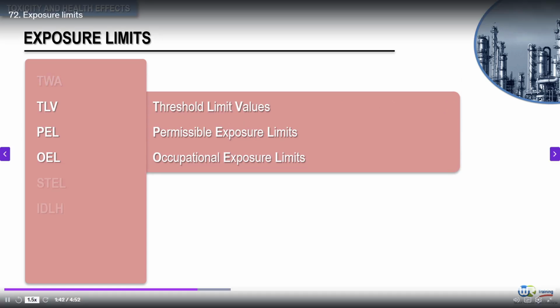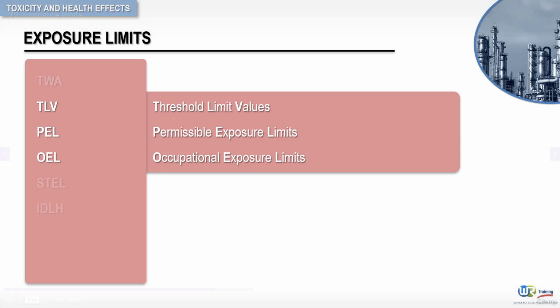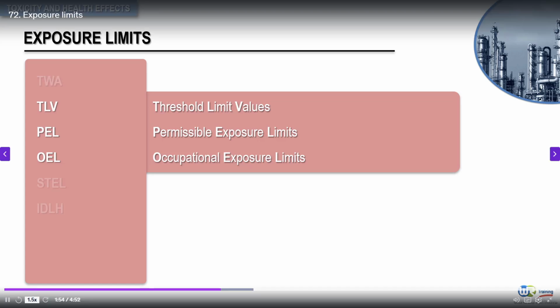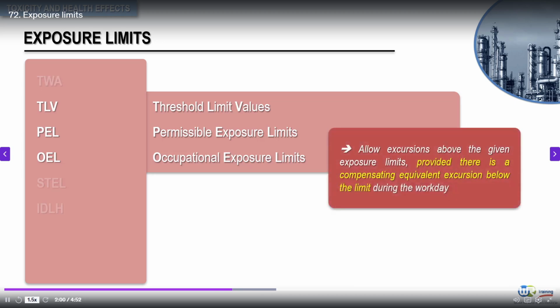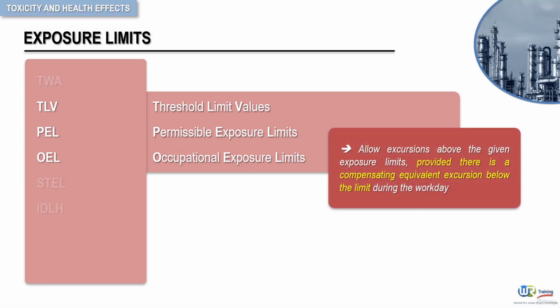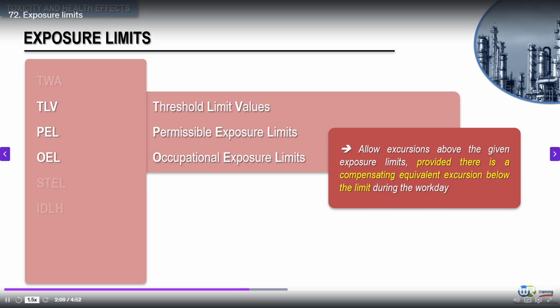TLV, threshold limit values, PEL, permissible exposure limits, and OEL, occupational exposure limits, are TWA-based concentrations. They allow excursions above the given exposure limits, provided that there is a compensating equivalent excursion below the limit during the workday.